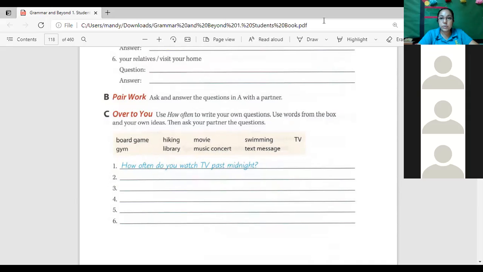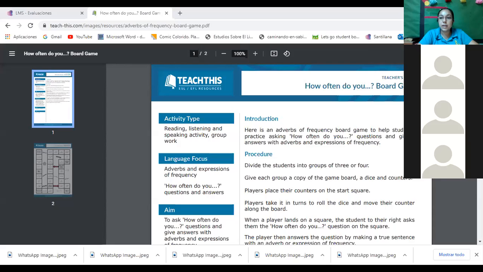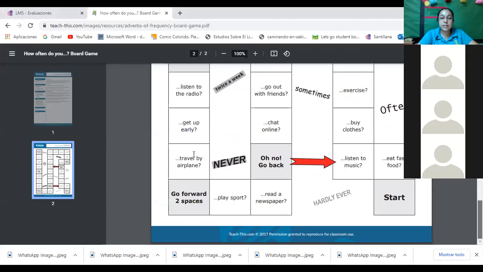In the next class, we develop this exercise. Only check the words: board game, gym, hiking, library, movie, music concert, swimming, text message, and TV. Only think about these words. Analyze and check the questions in the other class, but right now we practice. So this one is a board game. Let's start here. You use how often and the complement that we have here, yes?